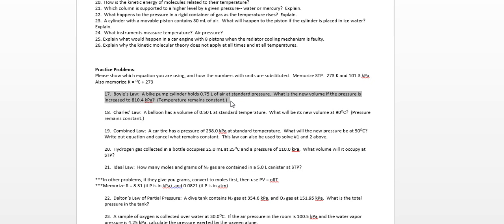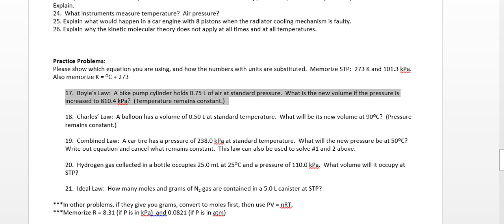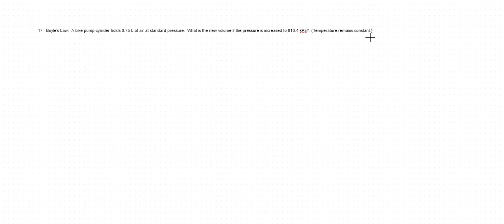So copy, and let's see if I can paste this into the other thing. Look at that. How fancy. Okay, so I know that's really small, but I can read it. We'll just deal with it.